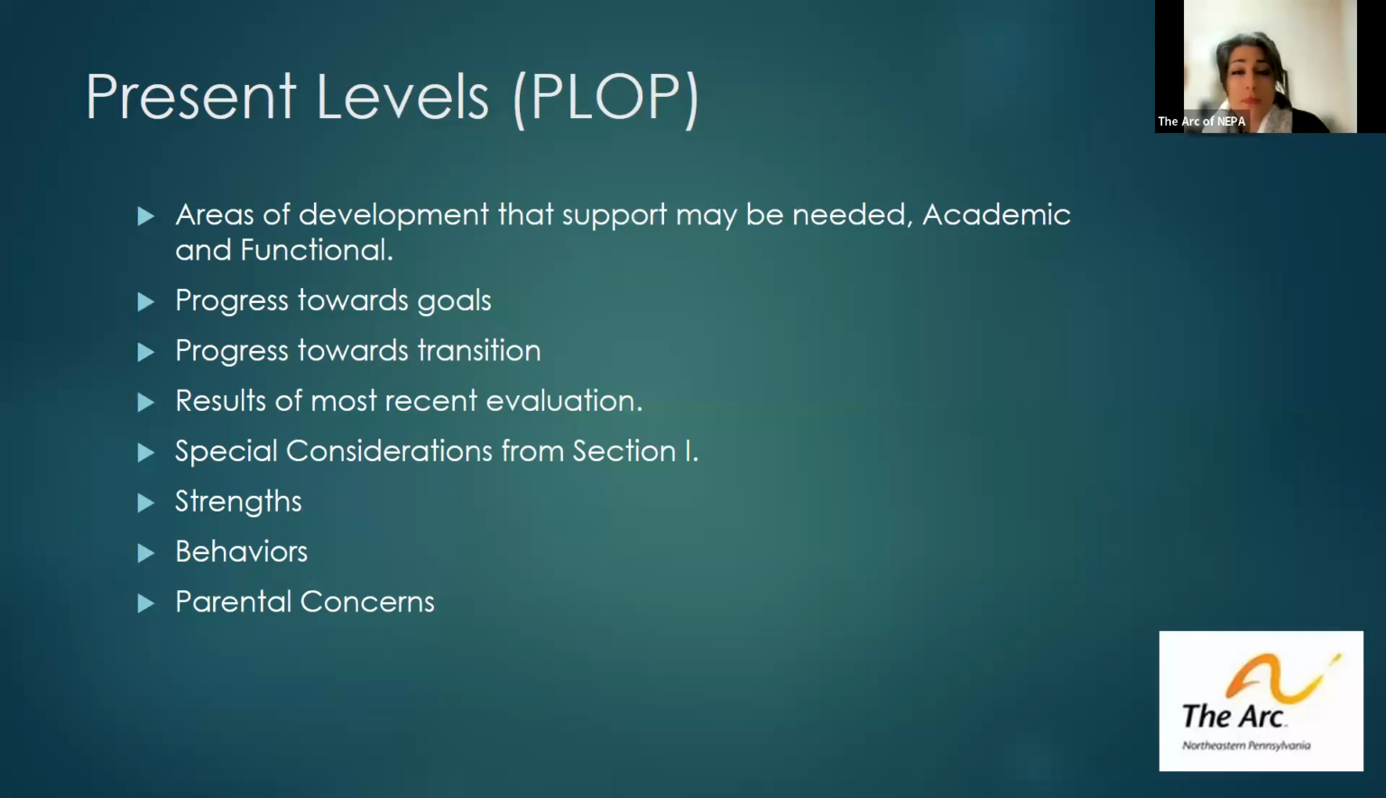You're also going to have to do the special considerations from section 1. So all these goals are also going to have to consider the special considerations. The section 1 that pertains to is: is English their first or second language? Does this child require assistive technology? Do they have a hearing or a vision impairment? Or do they need a behavior plan for these goals, for them to be able to achieve these goals? So those are all things that also have to be taken into consideration when creating goals for your student.